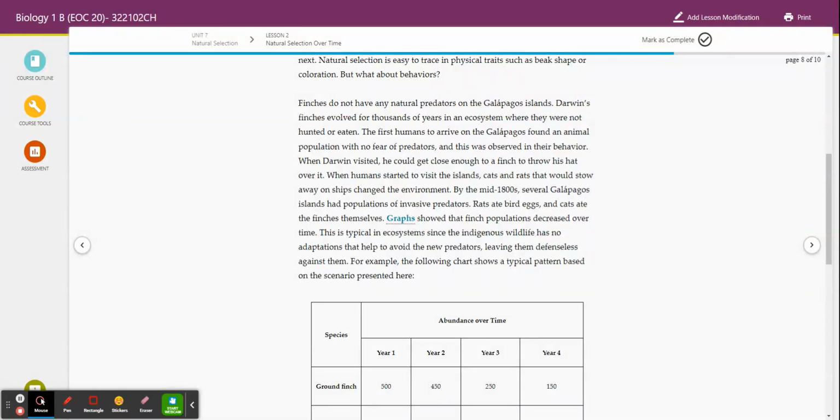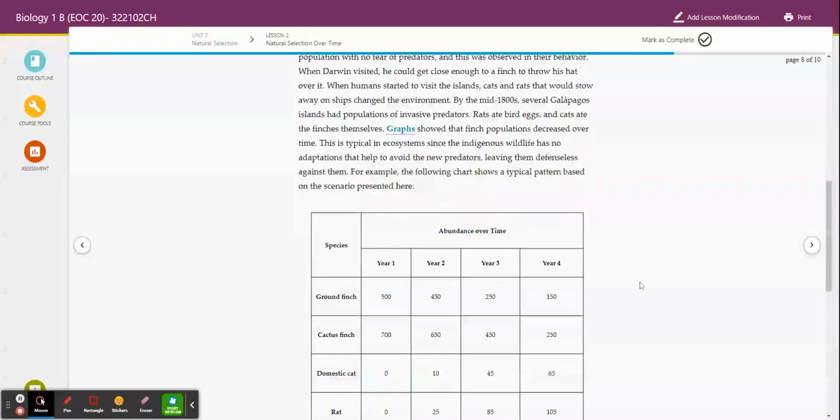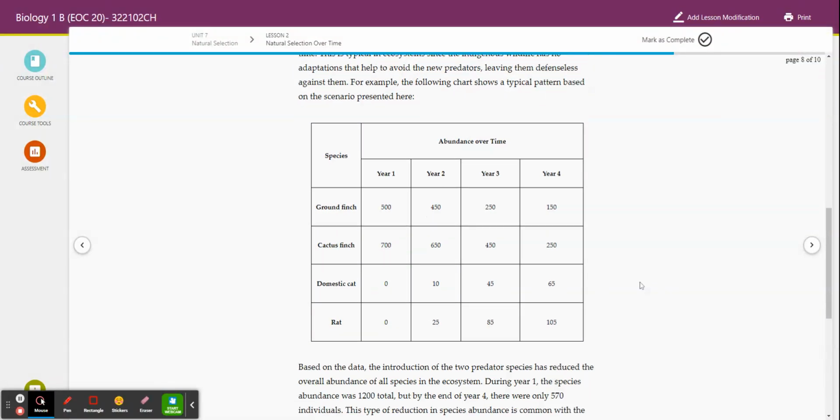When humans started to visit the islands, cats and rats that would stow away on ships changed the environment. By the mid-1800s, several Galapagos Islands had populations of invasive predators. Rats ate bird eggs, and cats ate the finches themselves. Graphs showed that finch populations decreased over time. This is typical in ecosystems since the indigenous wildlife has no adaptations that help to avoid the new predators, leaving them defenseless against them. For example, the following chart shows a typical pattern based on the scenario presented here.